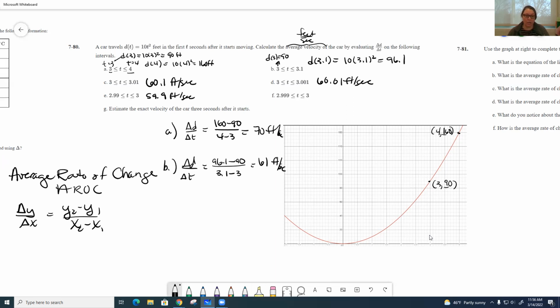Okay, but notice that in each of these cases, there's always a 3 involved, and notice that these first ones are getting closer to 3 from the right, and these last ones are getting closer to 3 from the left. And then part G asks, well, overall at 3, what is the exact velocity of the car 3 seconds after it starts? So do you see how all of these numbers are getting closer and closer to 60? So we would say it seems like the exact velocity is 60 feet per second.